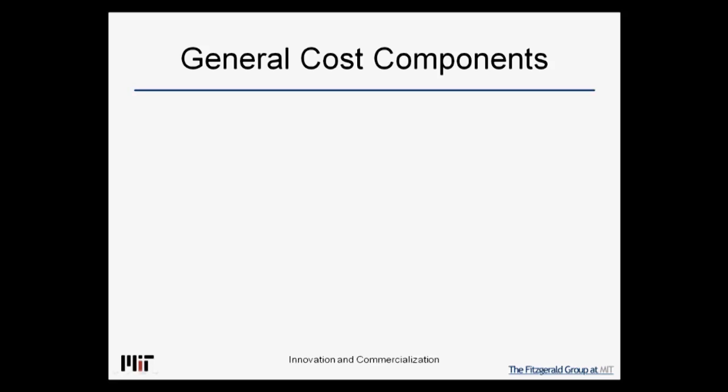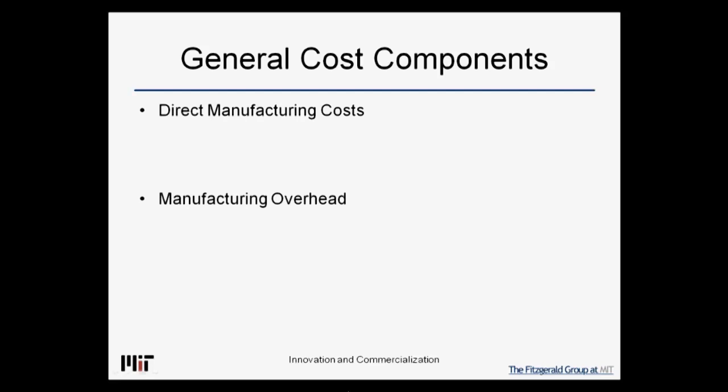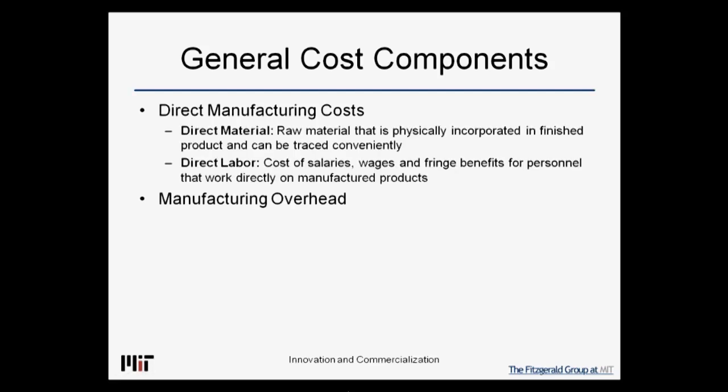Before we get into the specifics of cost, we need to think about what kind of cost components to consider. We can't teach an entire course on managerial cost accounting in this one example, so I'm just going to show you some of the general ways of how cost components are typically split up. So generally, cost components in the manufacturing process can be thought of in two categories: direct manufacturing costs and indirect manufacturing costs, or overhead. Direct manufacturing costs include direct material, such as the raw material that is actually incorporated into the finished product, and direct labor costs, which are the costs of salaries and wages and fringe benefits for people who work directly on the manufactured products.